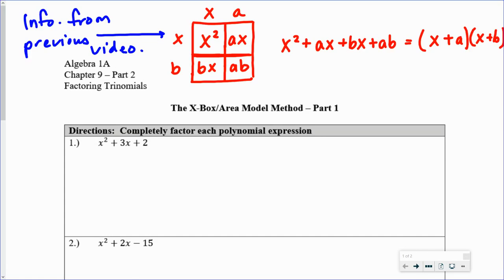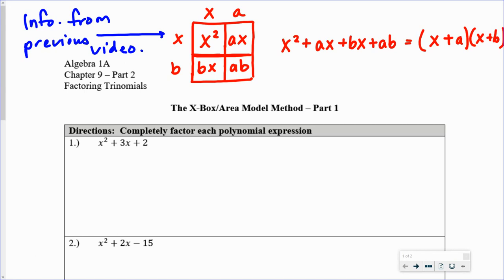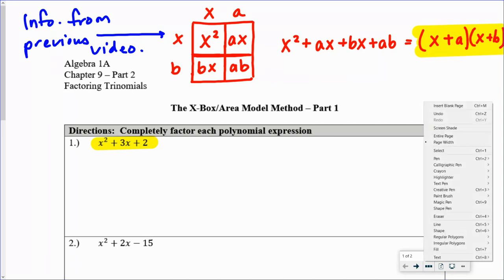Okay, so in this video, what we're going to attempt to do is to kind of put everything together. Our goal for this video is to take an expression that is a quadratic trinomial written in standard form and rewrite that as a product of linear binomial factors. The technique that we're going to use to do this is called the Xbox method or the area model method.